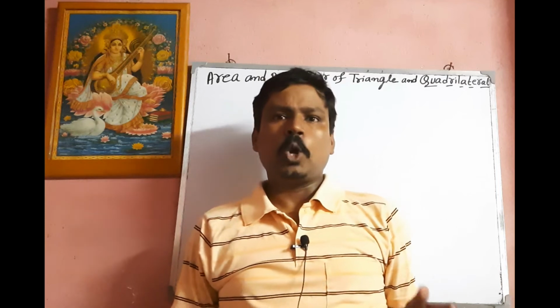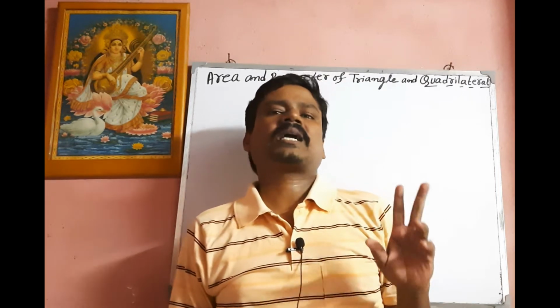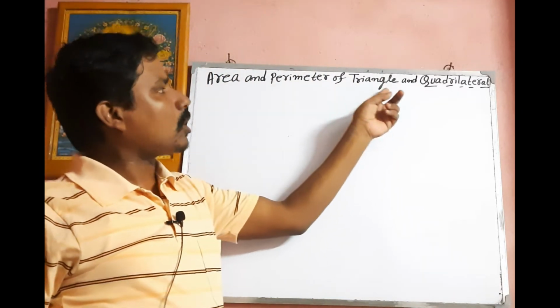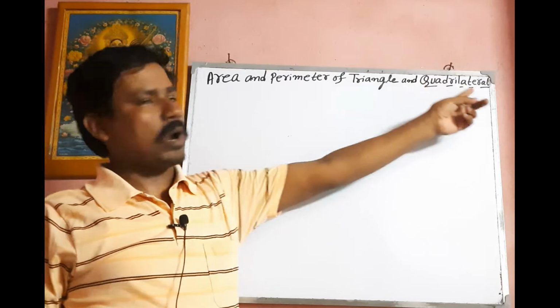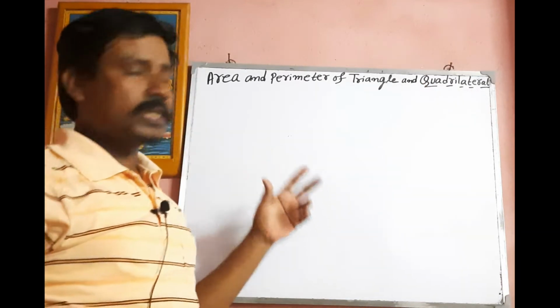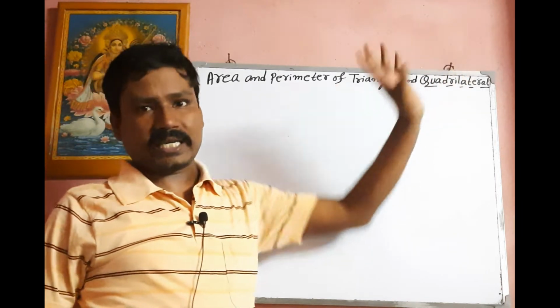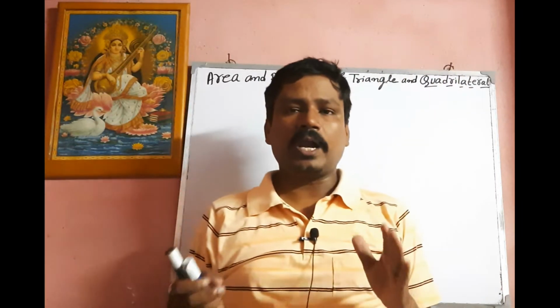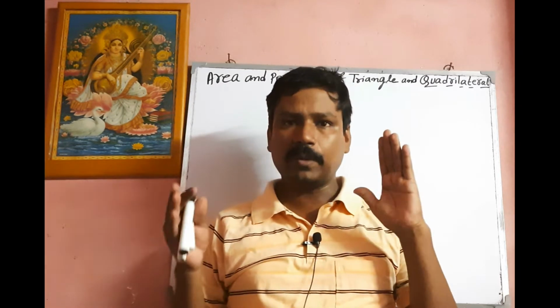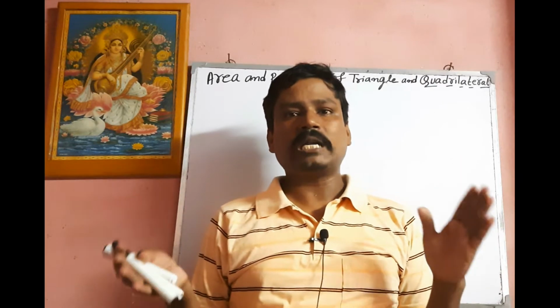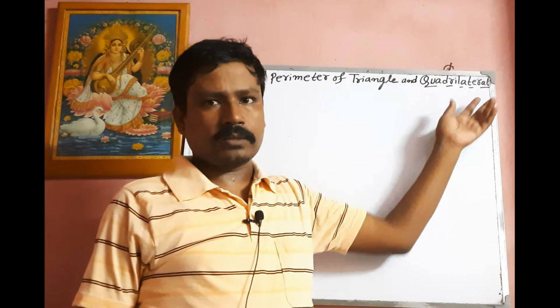Dear student, today we are discussing the class 9th level chapter, and the chapter name is Area and Perimeter of Triangles and Quadrilaterals. I repeat, area and the perimeter of triangles and quadrilaterals. In this chapter, at first we are discussing some important formulas about the triangles, and after that we are discussing some important formulas about the quadrilaterals.